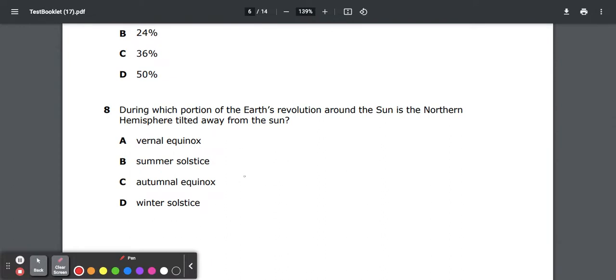Number 8, during which portion of the Earth's revolution around the sun is the northern hemisphere tilted away from the sun? So it says tilted away from the sun. So if I had my scratch sheet of paper, northern hemisphere is tilted away.